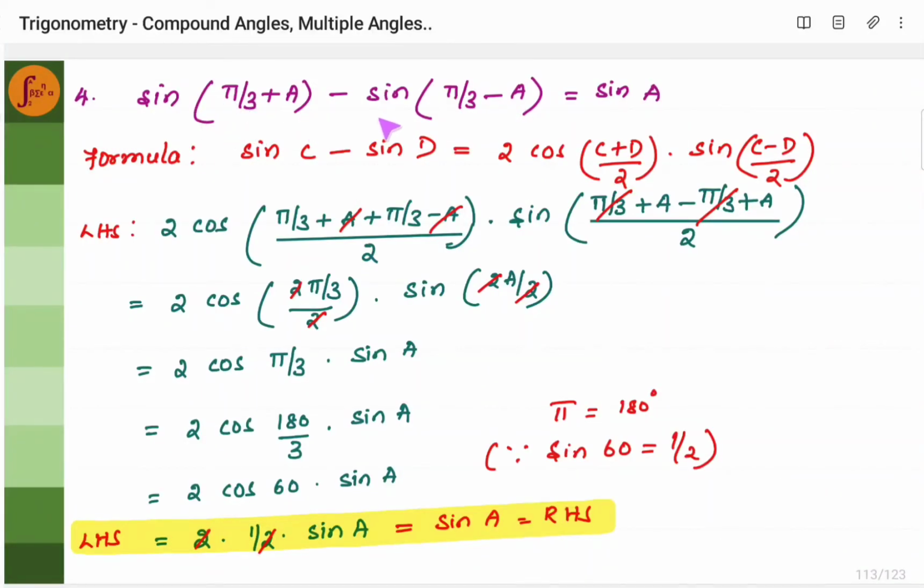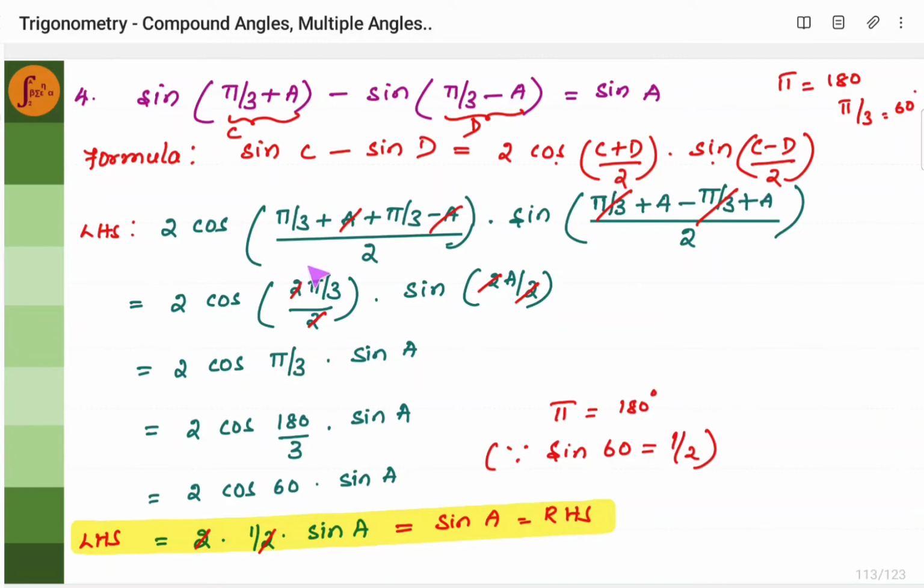Sine pi by 3 plus a minus sine pi by 3 minus a is equal to sine a. Now pi is 180 degree, right? Pi is 180 degree. So pi by 3 would be 60 degree. Now this is of the form sine C minus sine D, right? You can consider this entire thing as C and this entire thing as D. So sine C minus sine D. What is sine C minus sine D? Immediately, this is the second formula in the list. The second formula is with the sine cos combination. But since it is minus, it will be cos first and sine second, right?